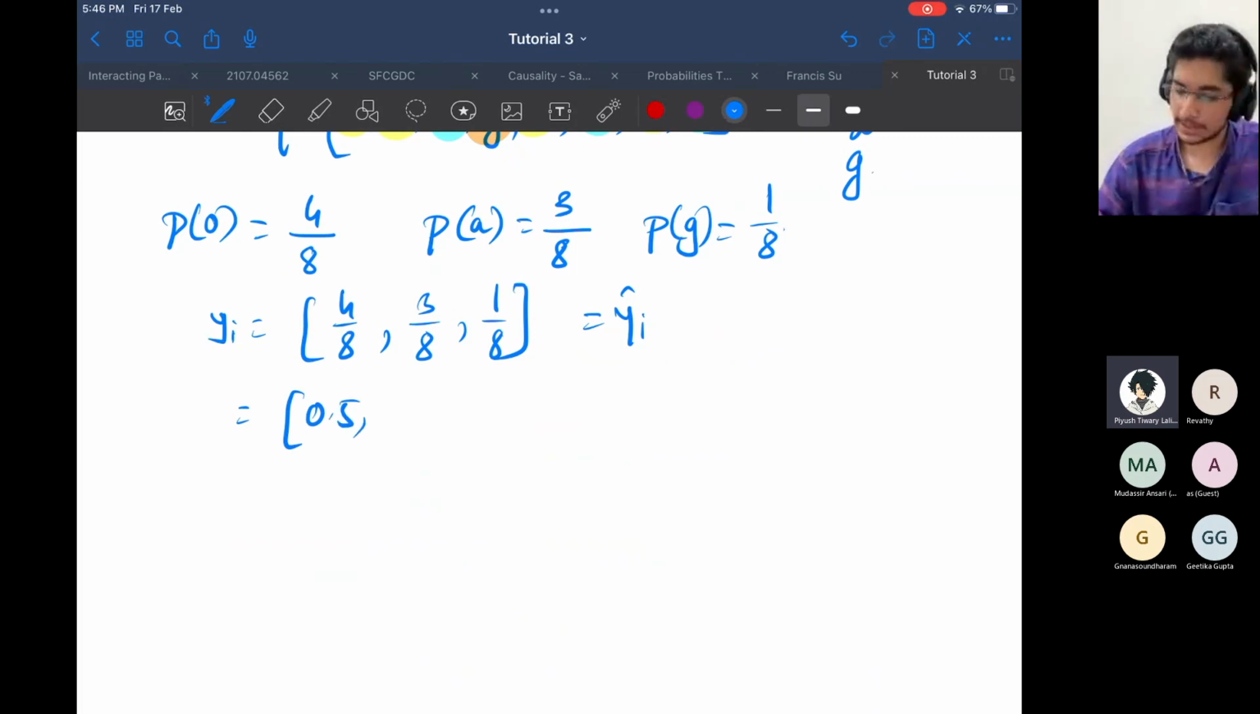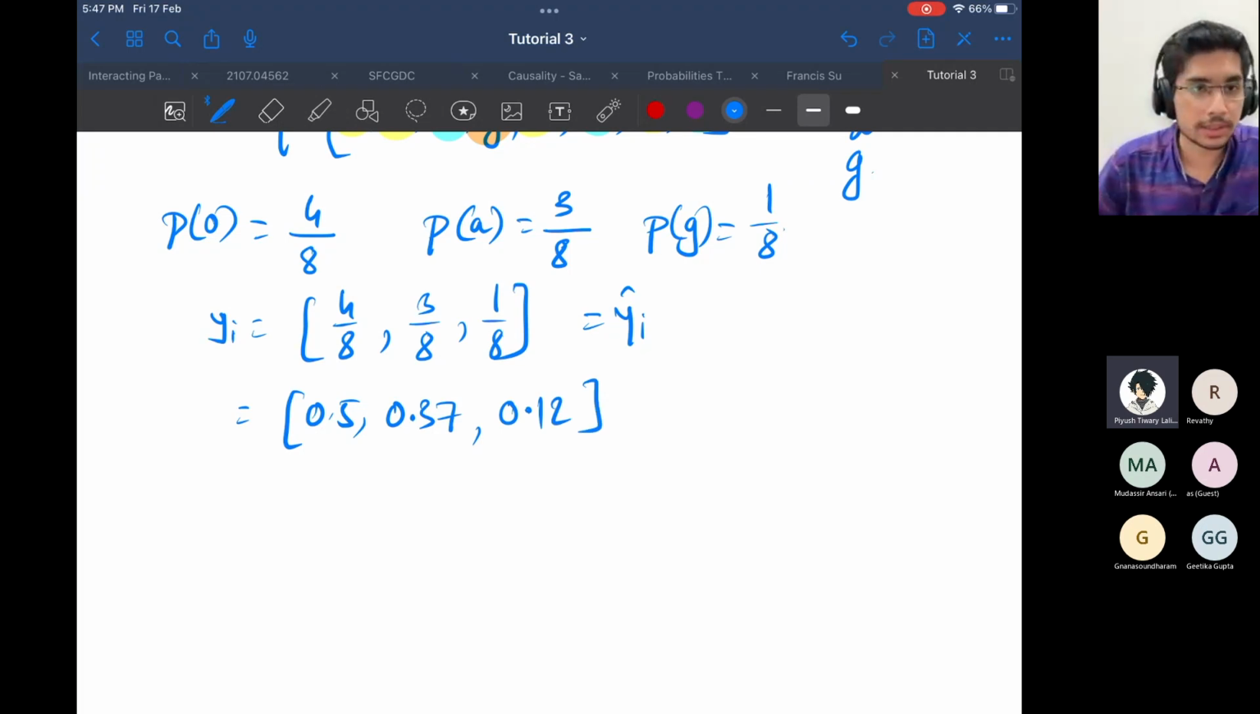What is 3 by 8? It is 0.375, since 8 times 0.375 gives 3. And 1 by 8 is 0.125. So whatever is closest to this will be the answer. I think the first option is 0.5, 0.375, and 0.125. So that looks like the correct answer.